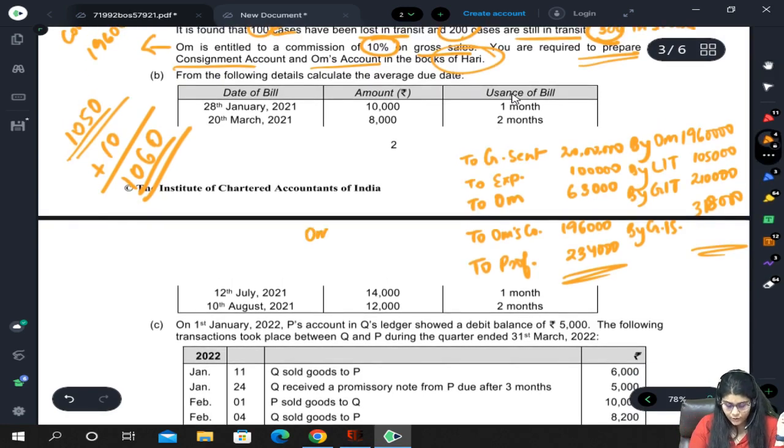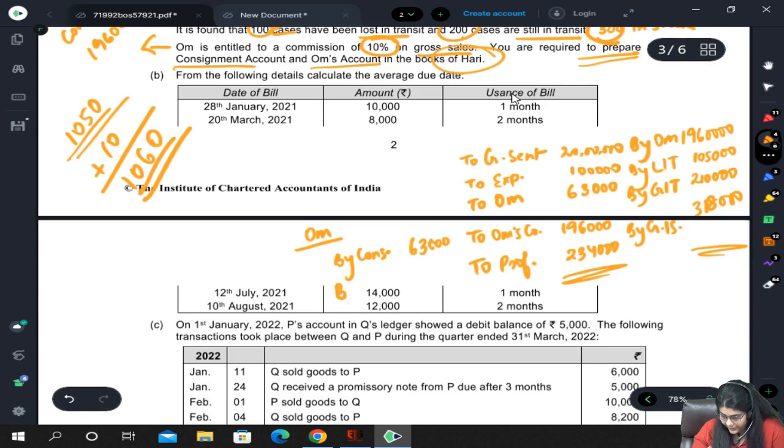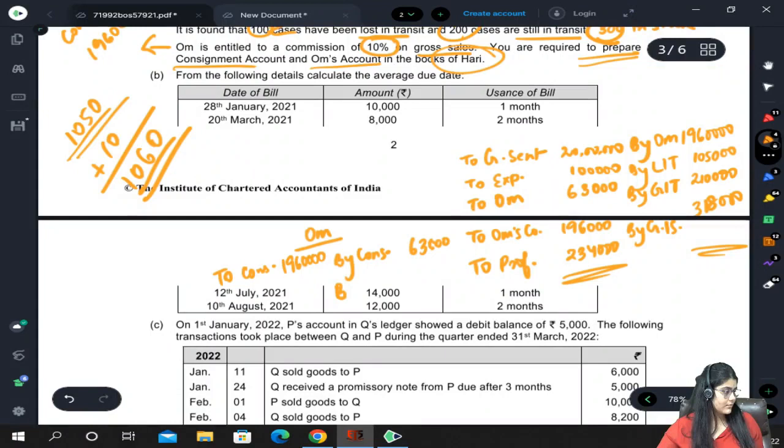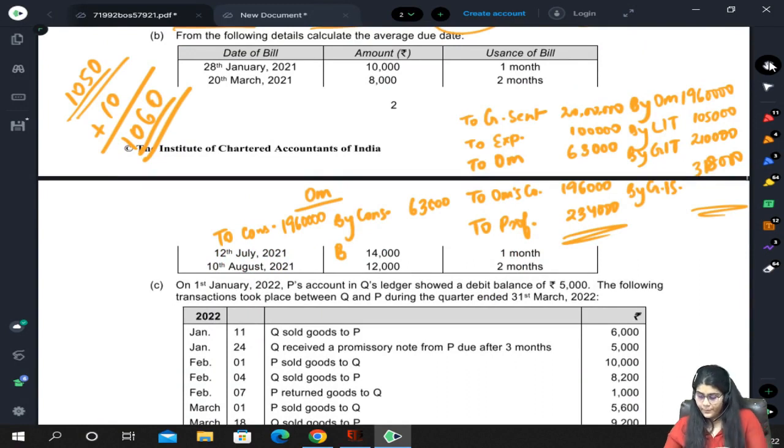In Om's account, what all do we have to show? Firstly, we will show the expenses incurred by him over here. Then we also have to show the sales that were made by him, against the consignment account. Apart from that, what else do we have to show? We also have to show the commission which we owe to him.